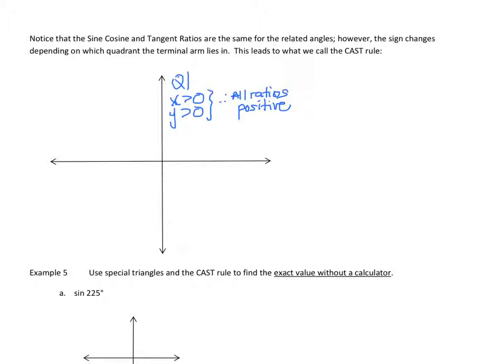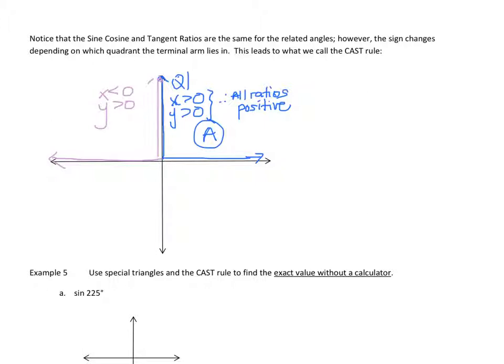Okay, because again, no matter where we put a point in this quadrant, x is always going to be positive because we're talking about the positive x-axis, and y is always going to be positive because we're talking about the positive y-axis. So all ratios will be positive, and we're going to mark that with an A. Now in quadrant 2, the y-coordinate will still be positive for any point marked in that quadrant, so any terminal arm in that quadrant. And x, though, will be negative. So let's say here, x is going to be negative, and y is going to be positive.